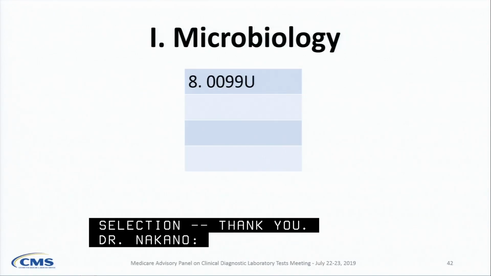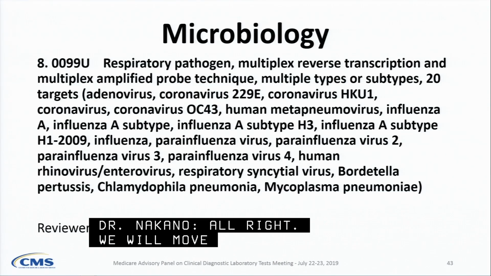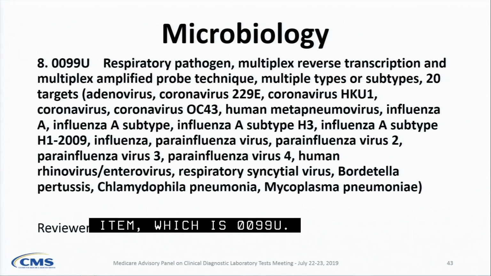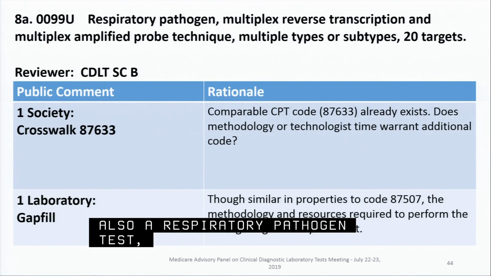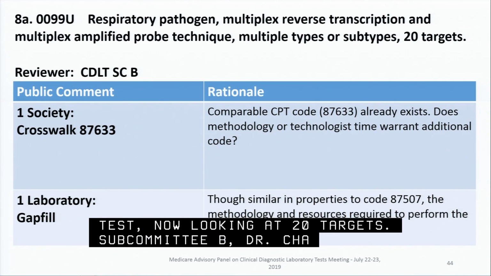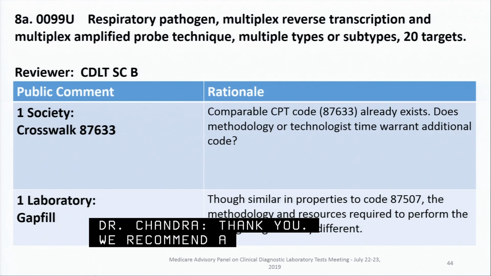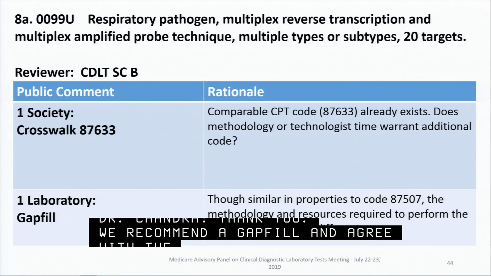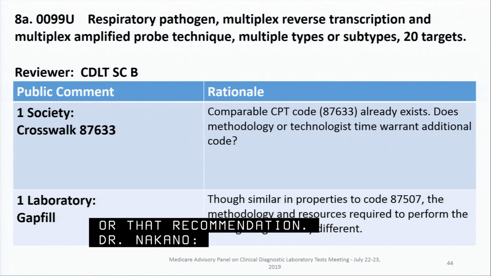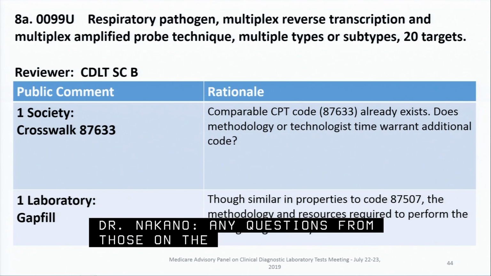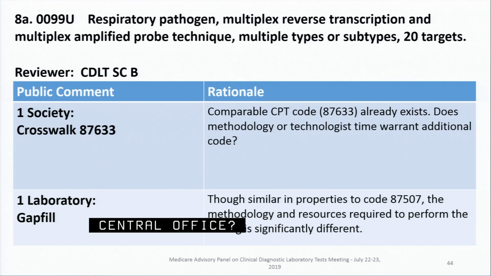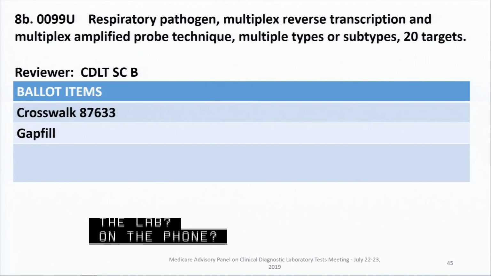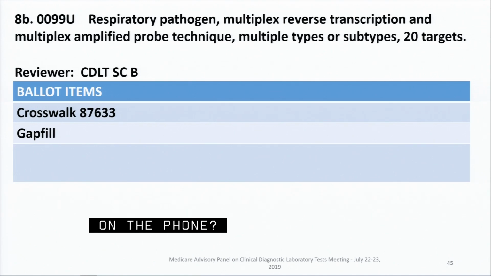So we're going to move on to the next item, which is 0099U, also a respiratory pathogen test, now looking at 20 targets, subcommittee B, Dr. Chandra. Thank you, Karen. We recommend gap fill and agree with the owner of the CPT code for that recommendation. Any questions from those on the phone? Concerns? Discussion points? Anything from the floor here in central office? Okay. Any questions for the owner of the lab? On the phone? Okay, so the ballot items are crosswalk 87633 and gap fill.